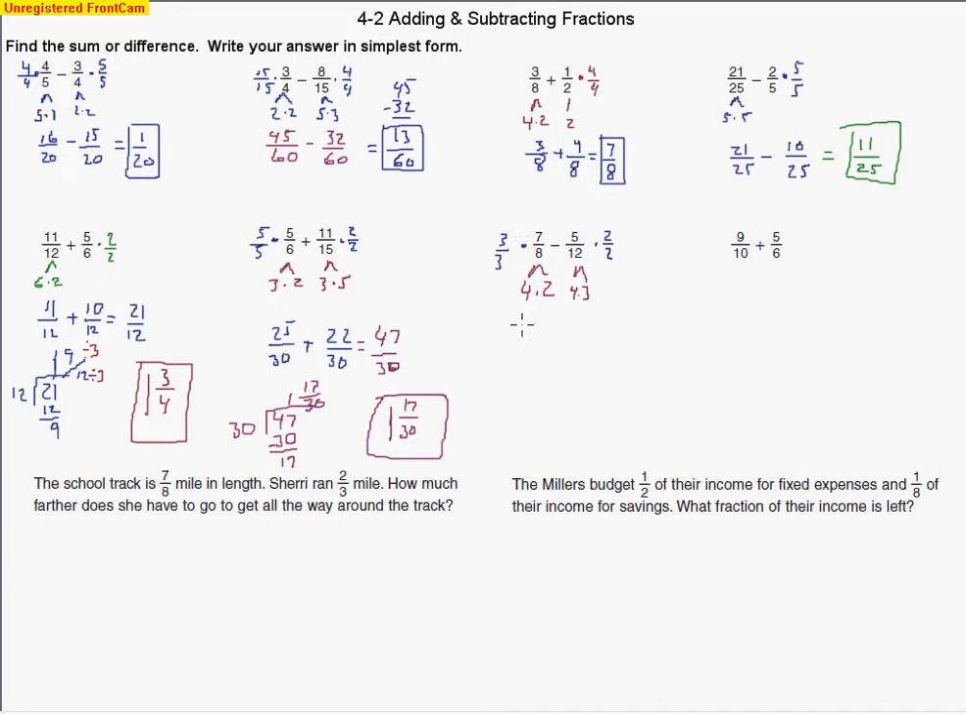So I multiply across, I get 21/24, and then minus 10/24. So when I do the subtraction, that leaves me with 11/24.